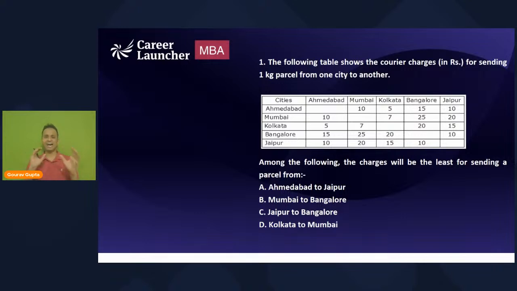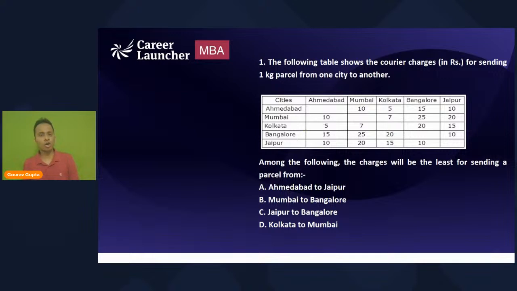So let's understand how to interpret this table that is given to us. What is given here? The table shows the courier charges of sending a 1 kg parcel from one city to another city, right? So if I want to send a courier between Ahmedabad and Mumbai, for instance, the value will be 10. Whether it is Ahmedabad to Mumbai or Mumbai to Ahmedabad, in both cases the charges will be rupees 10.